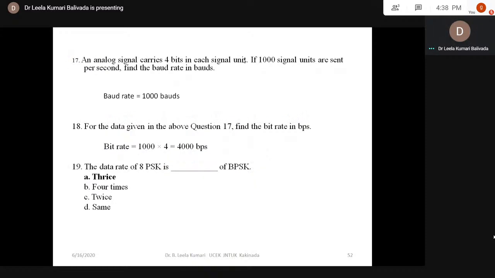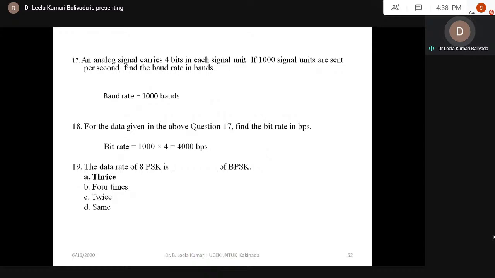Next question is, an analog signal carries 4 bits in each signal unit. If 1000 signal units are sent per second, find the baud rate in bauds. So 1000 signal units are sent per second. The number of signal units per second, or number of signal elements per second, indicates the baud rate. Therefore, baud rate is equal to 1000 bauds.